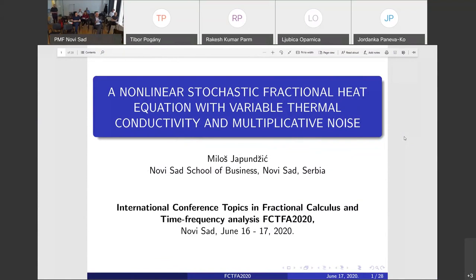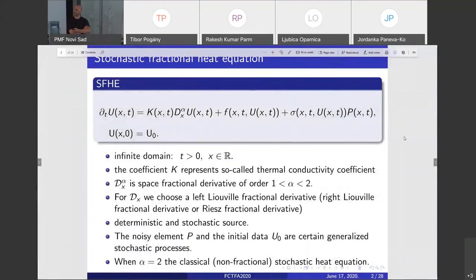This talk is based on joint work with Rajković, and it is an extension of some of our previous works. So this time, we consider the fractional heat equation in a stochastic environment. You can see in this Cauchy problem, function f represents a deterministic source, and sigma p is a stochastic source. Function p will be chosen from a certain general stochastic process, which will be defined later. And also, as you can see, this is an equation with variable thermal conductivity.